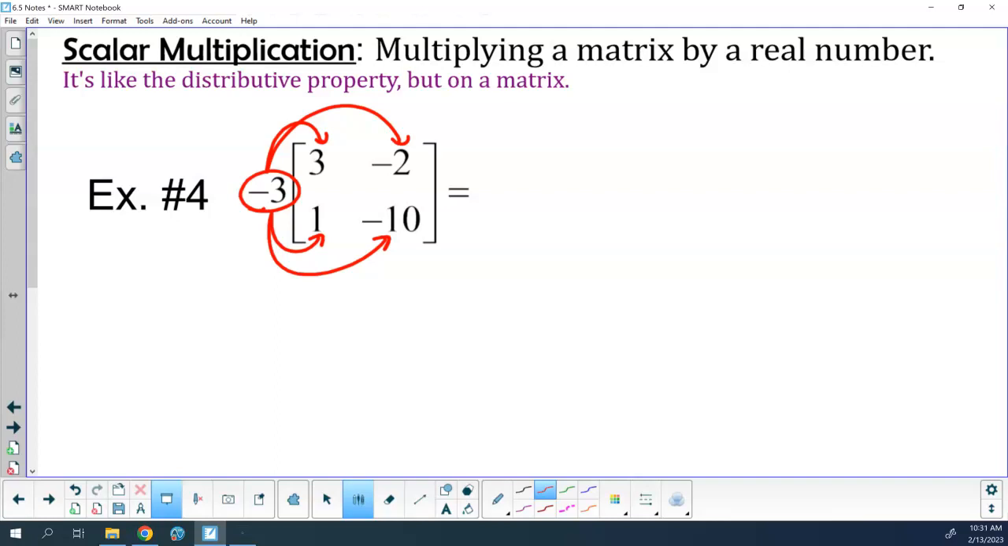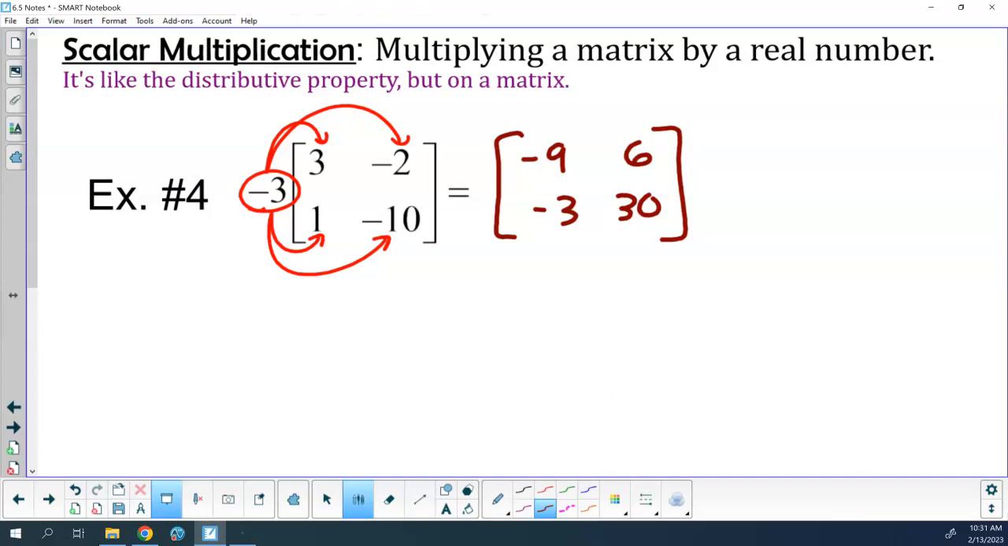So the result here would be -3 times 3 is -9. -3 times -2 is 6. -3 times 1 is -3. -3 times -10 is 30. So the resulting matrix here is a 2 by 2 matrix: -9, 6, -3, 30.